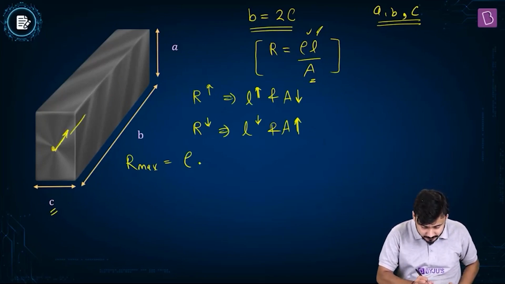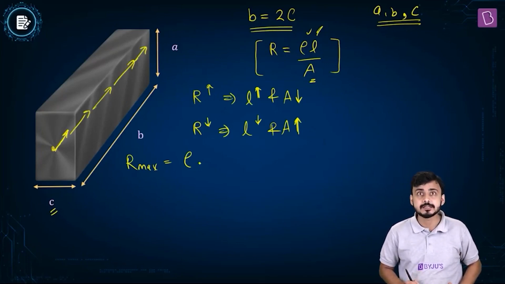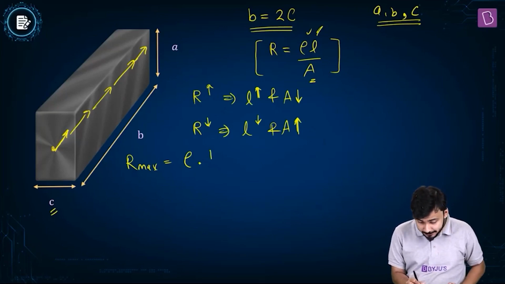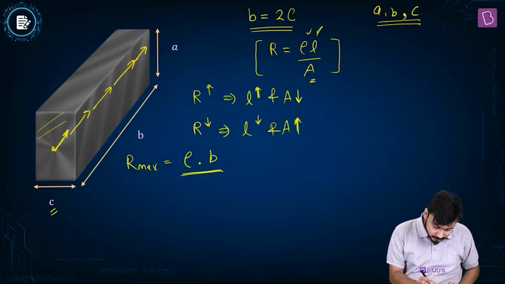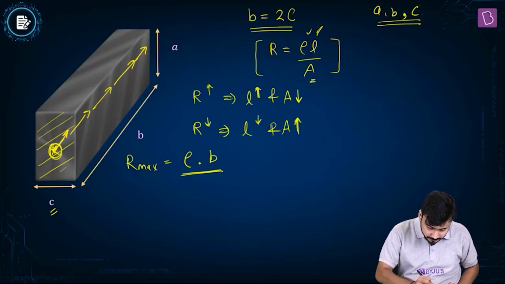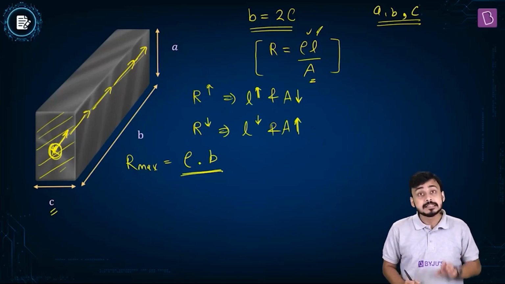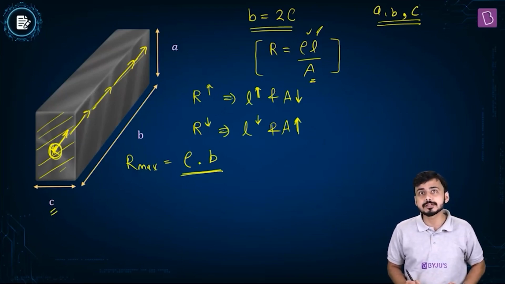If you go like this, then the length will be maximum, right? So the maximum length possible is B divided by the cross-sectional area in this case. The cross-sectional area in this case is this cross-sectional area, right? Because the current is flowing like this, correct? So the cross-sectional area is this. That by default becomes the minimum cross-sectional area possible.